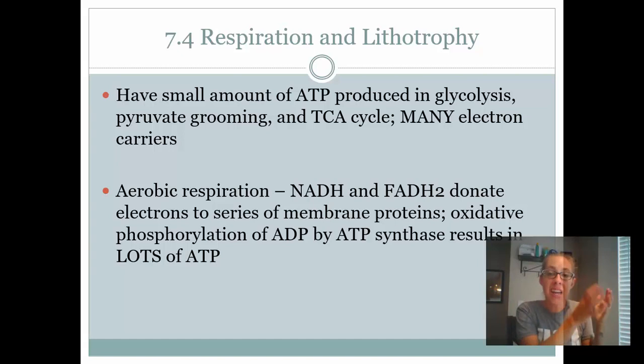So what we've done up till now is we've made this little bit of ATP, but more importantly, what we've done is we have generated a lot of electron carriers, and they're all in that reduced state where they have those electrons that they have gained. And so we now are going to turn our attention to what we can do with those electrons. Well, in aerobic respiration, we can deliver those electrons to a series of proteins that are embedded within the bacterial cell membrane.